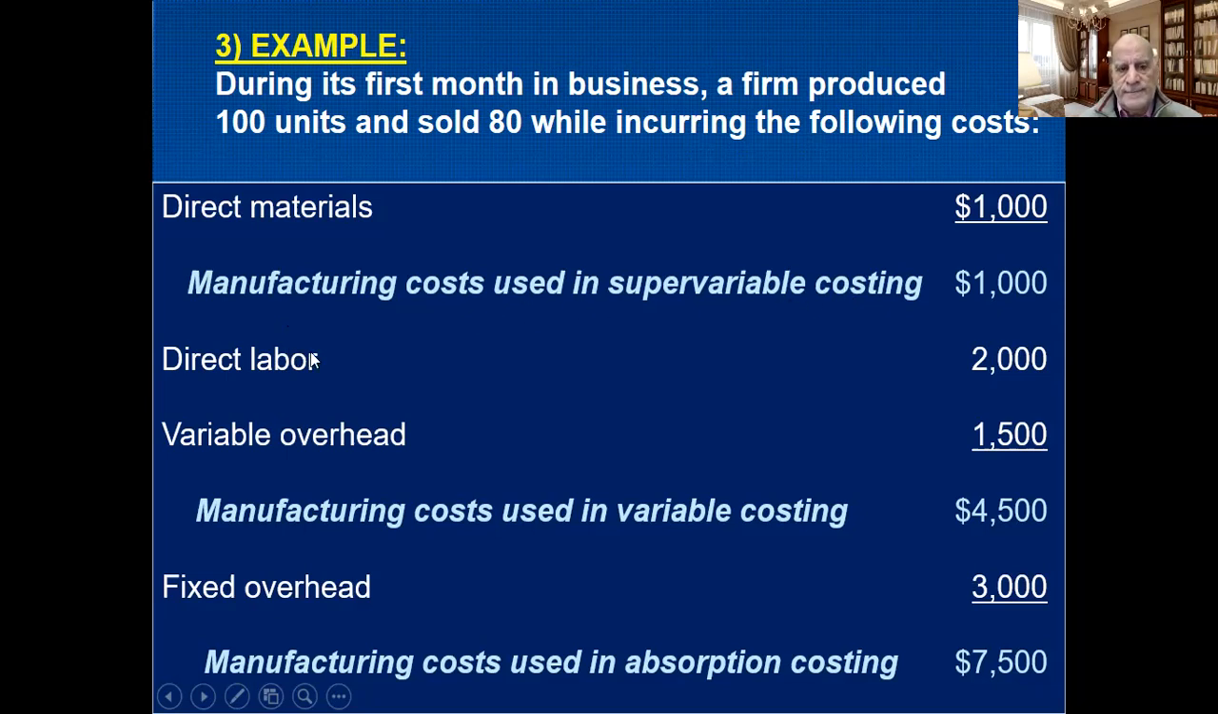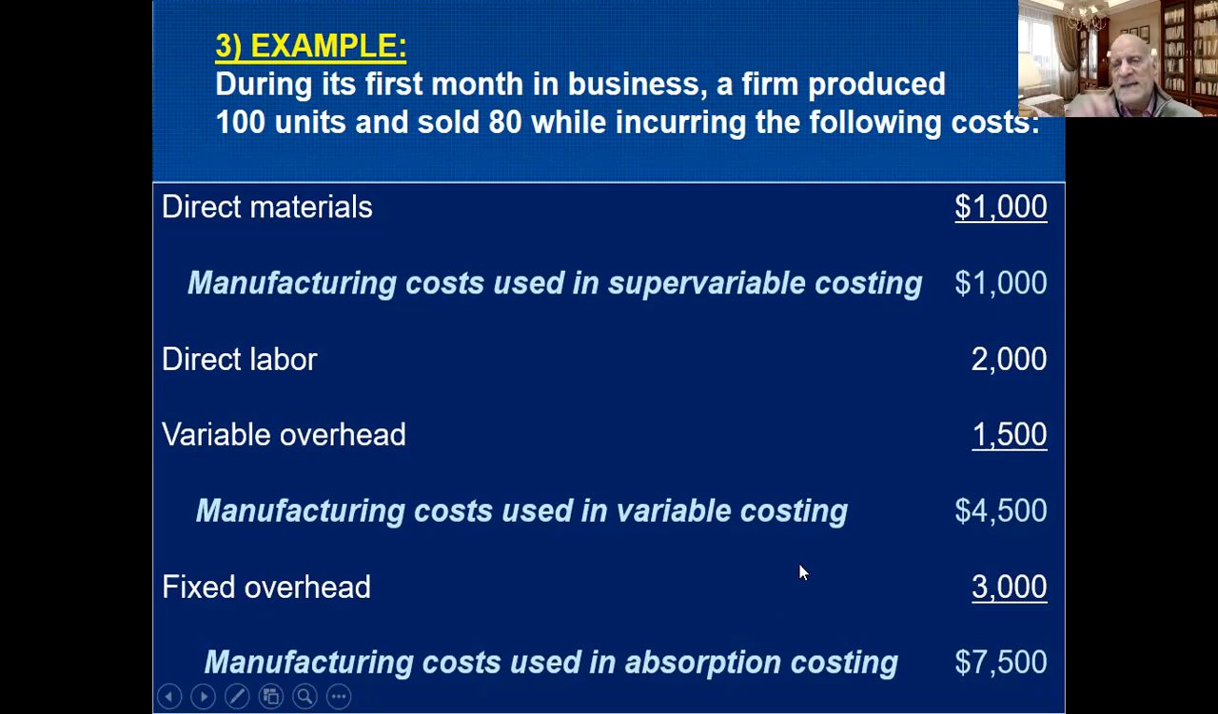Direct labor and variable overhead, both of these two items, if added to direct materials, the total of the three equals manufacturing costs used in variable costing. If we add the fixed overhead to these, then the result is manufacturing costs used in absorption costing.